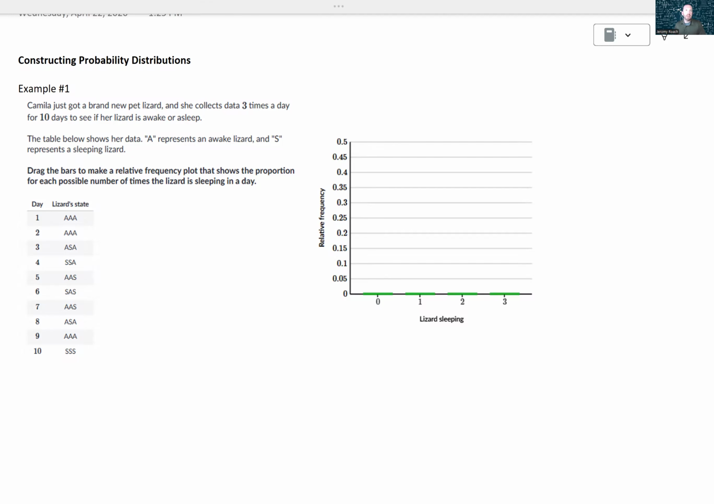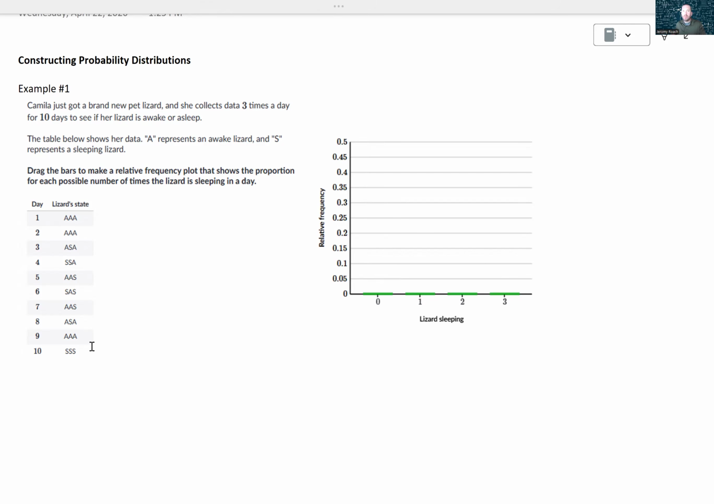In this problem, it says that somebody got a new pet lizard and they're collecting data on that lizard for 10 days, 3 times a day to see if the lizard is awake or asleep. A means it's awake, S means that it's asleep. And we're supposed to drag these bars. I'm just going to draw them, but it's on Khan Academy, you can drag the bars and you can actually plot the graph more precisely that way. But it says drag the bars to make a relative frequency plot that shows the proportion for each possible number of times the lizard is sleeping in a day. And it has all this data here.